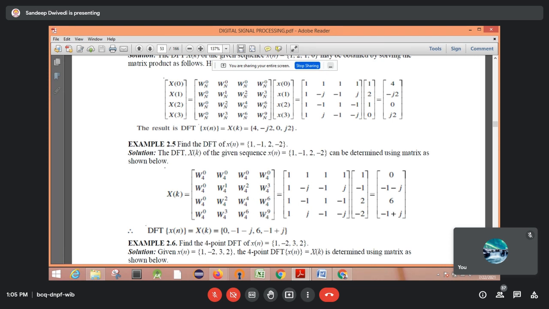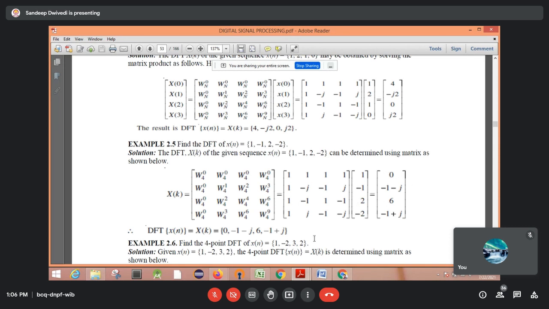These values will be the same for w raised to power 0 to w raised to power 4. Then for 1 and 5, and 9, this value will be the same. So w raised to power 4 raised to power 1 is minus j, and the same thing is there for w raised to power 9, minus j, so that value will be the same. So you can put these values. This is the input sequence 1, minus 1, 2, minus 2, and you take this row on this column, element wise multiplication, and add that multiplication, you will get the total.